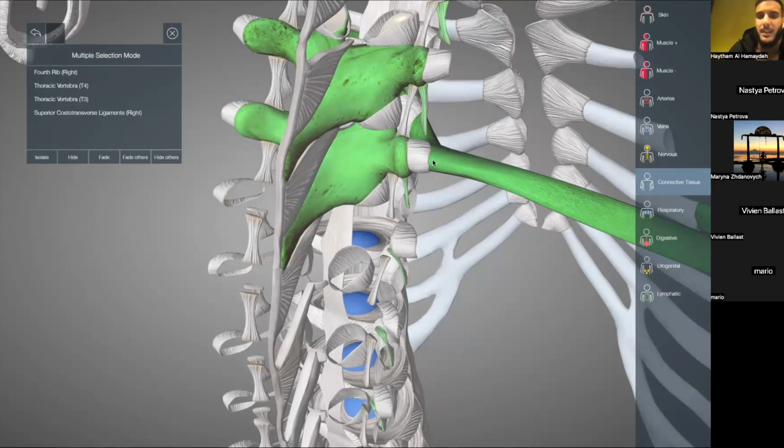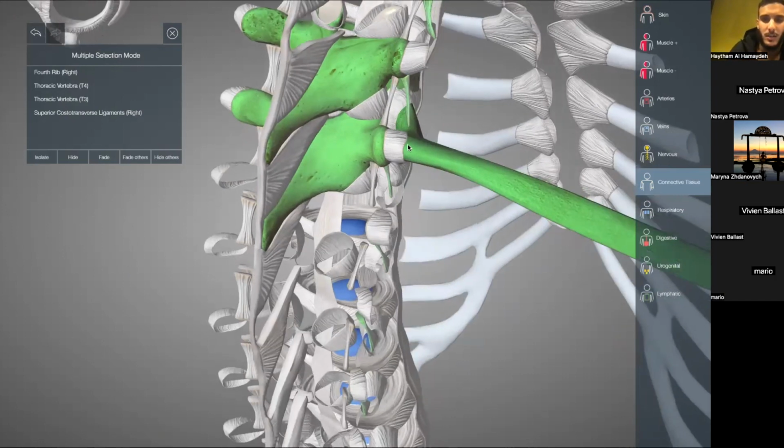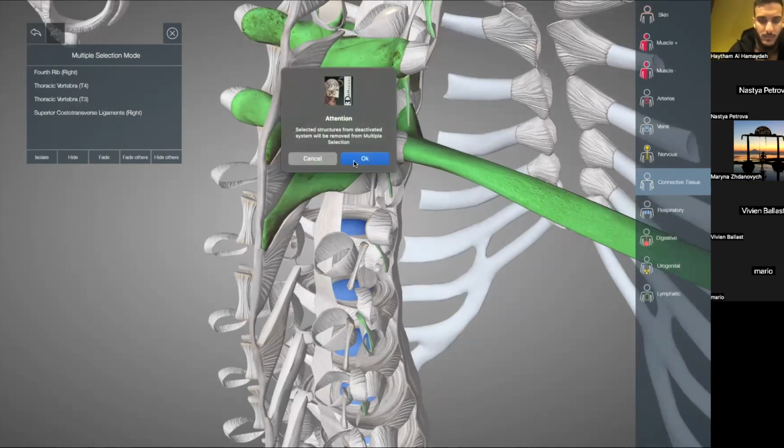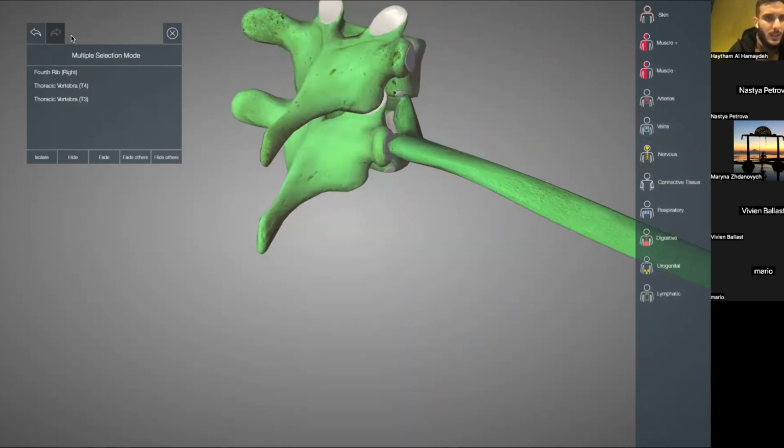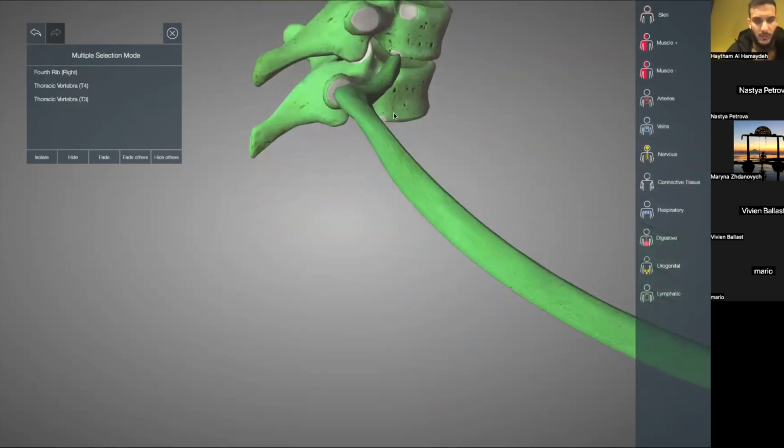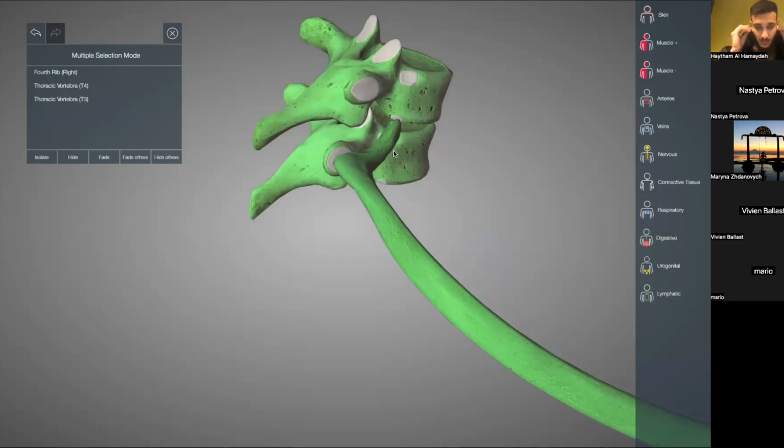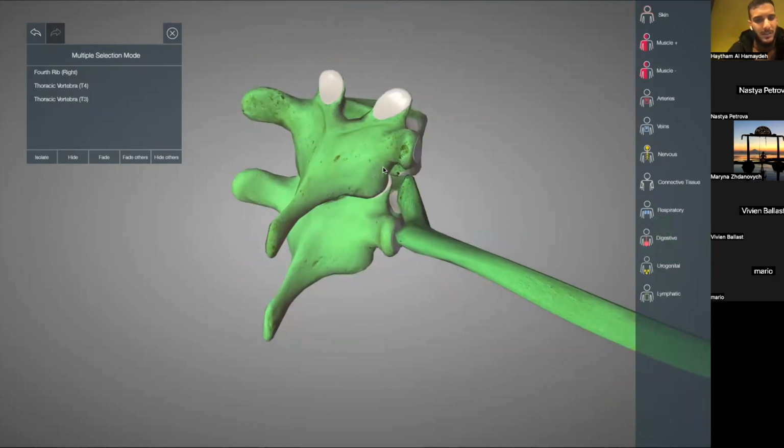And that is the costotransverse joint. Done. I hope this is easy. What type of joint is it? That's a very good question. I think it's a plain joint, but I'm not sure. Let me see. I will check for you.